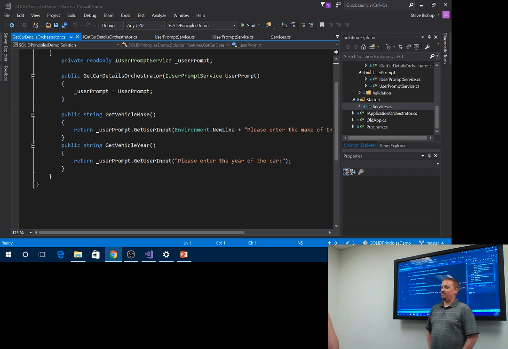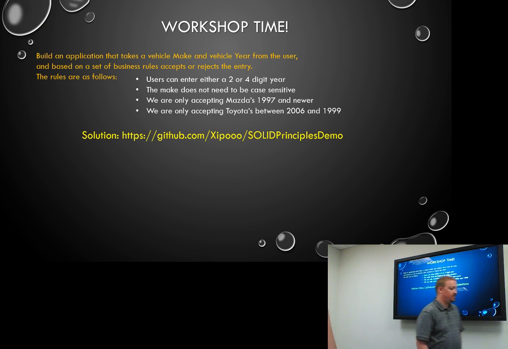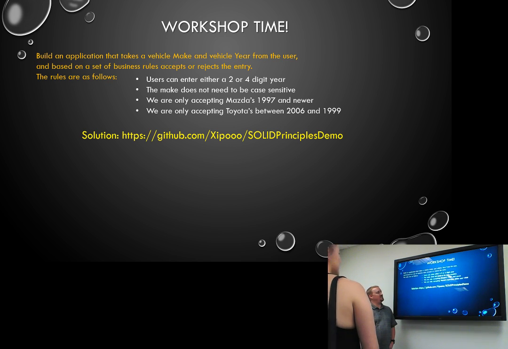Take the input of the make and year of a car. There were only 4 rules that I listed here. Users can enter either a 2 or 4-digit year. The make does not need to be case sensitive. We are only accepting Mazdas 1997 and newer, and we are only accepting Toyotas between 1999 and 2006. So any other makes or any other years, we're not accepting.